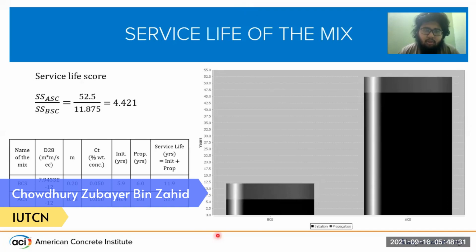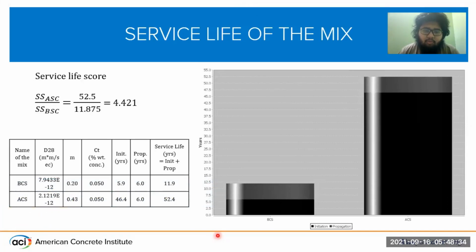Now let us look at the service life of the mix. We have calculated the service life of the concrete mixture using the Life-365 software, which was provided to us in the competition, where we inputted all the data and saw the result like this. The service life score was 4.421 for our case. We calculated this from the graph, and for the corresponding BCS and ACS mixtures, the service life was 11.9 and 52.4 years respectively.